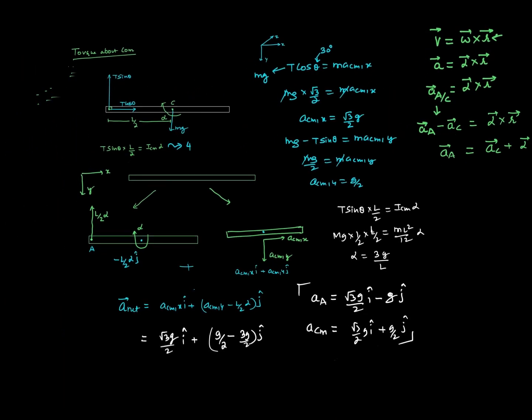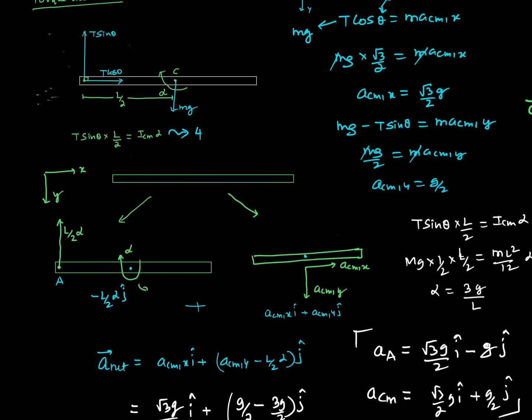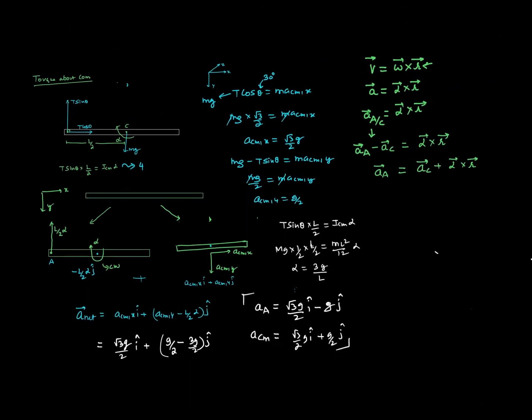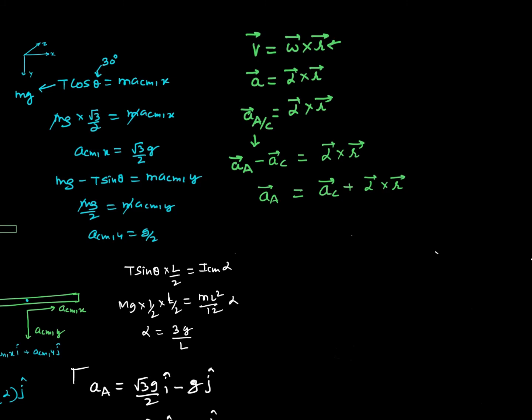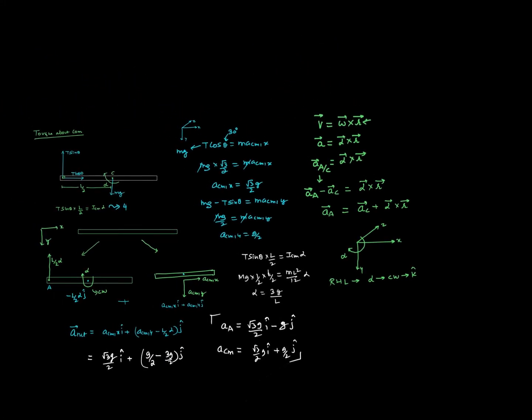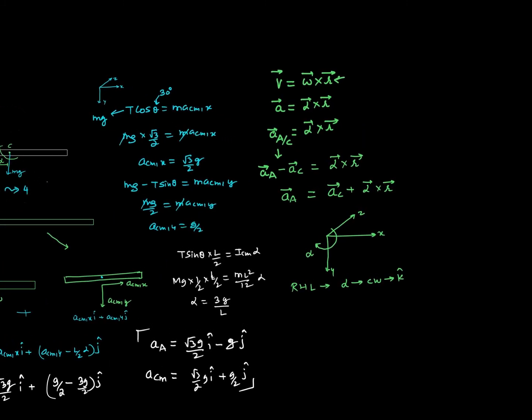As you can see, this alpha that we have here is in clockwise sense. To figure out what direction alpha has, we'll apply the right hand rule. The way we have taken the directions here, this is our plus x, this is our plus y, and this way into the plane of the board we have our plus z. And alpha is in clockwise sense. So on applying the right hand rule, the direction will be plus k cap, no? Alpha we have calculated, and how much is it? It is 3g by L, no? So alpha is equal to 3g by L into k cap.